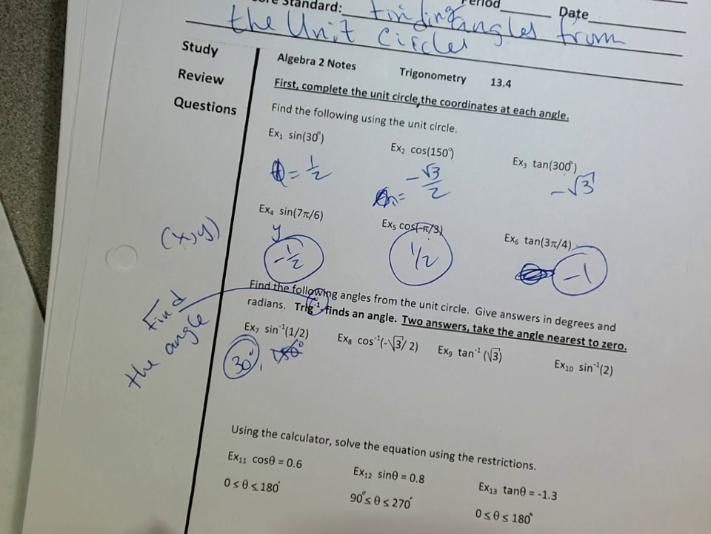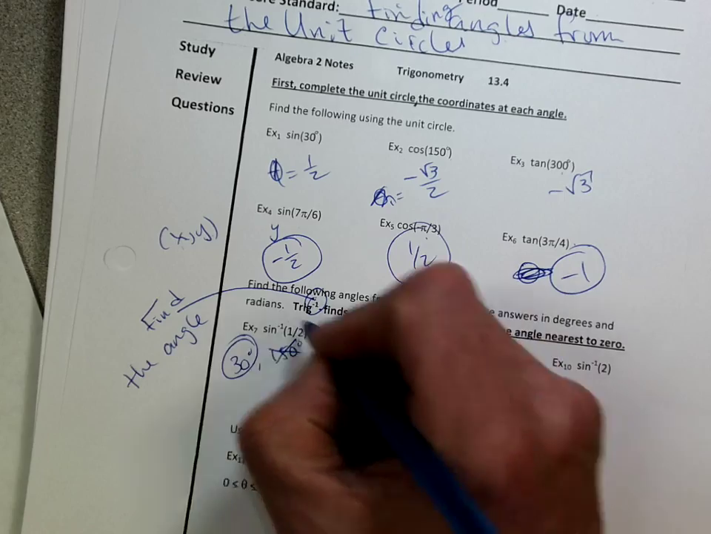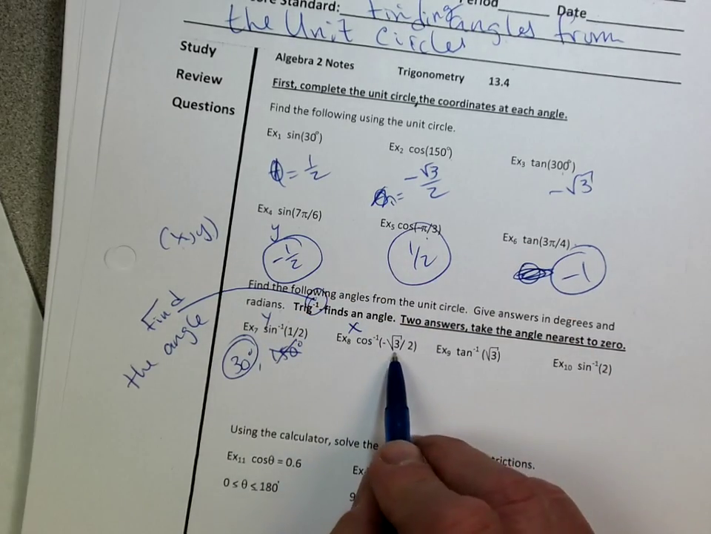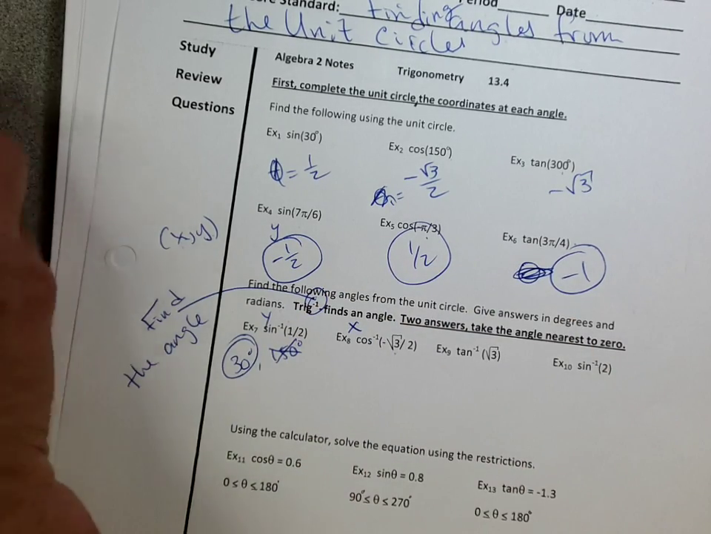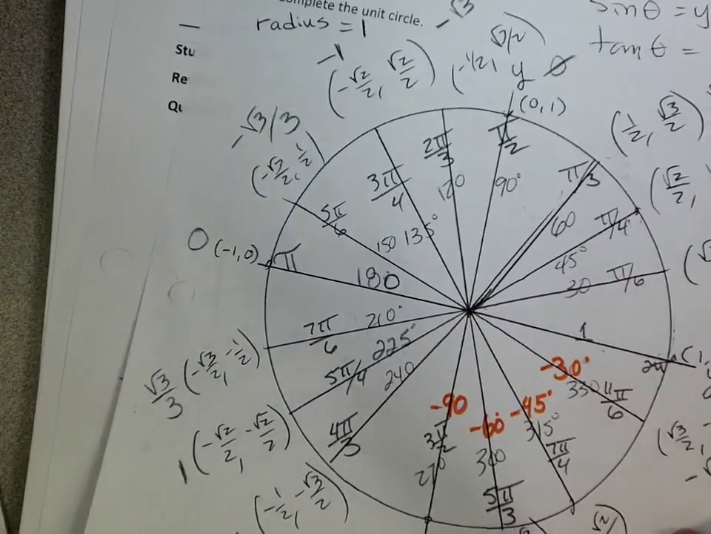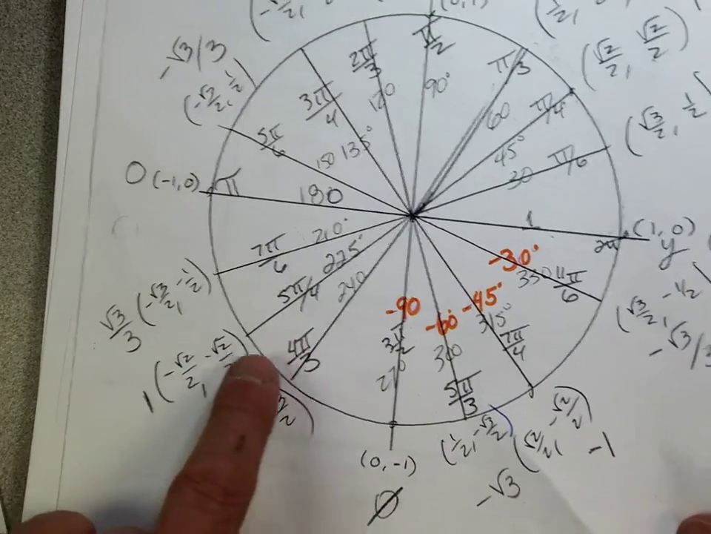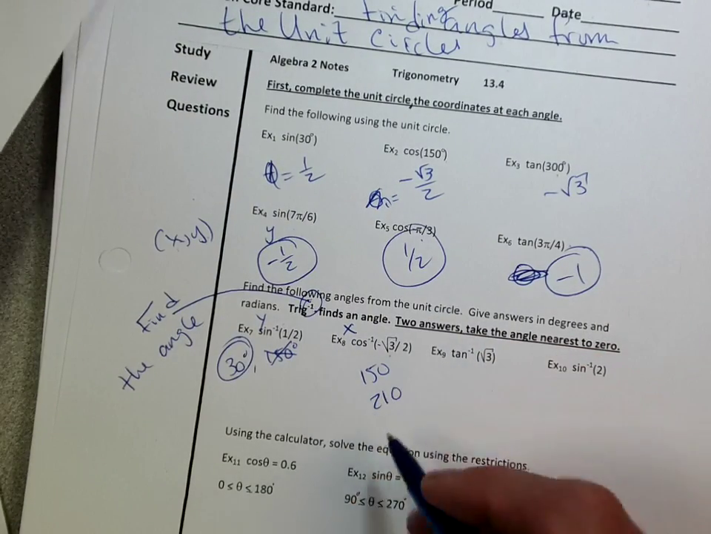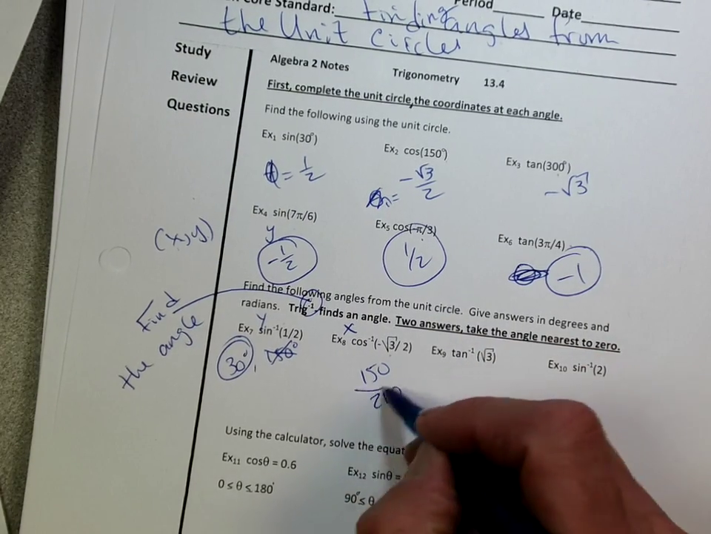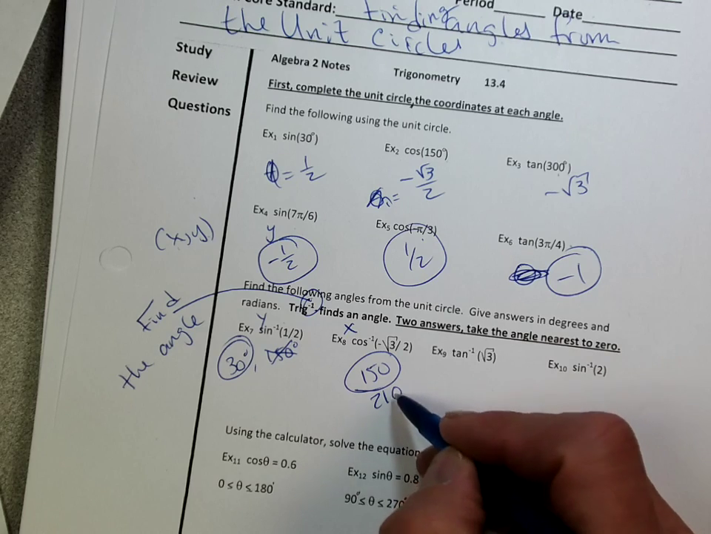Okay, cosine is the x value. We're looking for negative square root of 3 over 2 for the x value. I find 2 of them. Negative square root of 3 over 2 is here at 150 degrees, or it's here at 210 degrees. Which one's closest to 0? The 150.